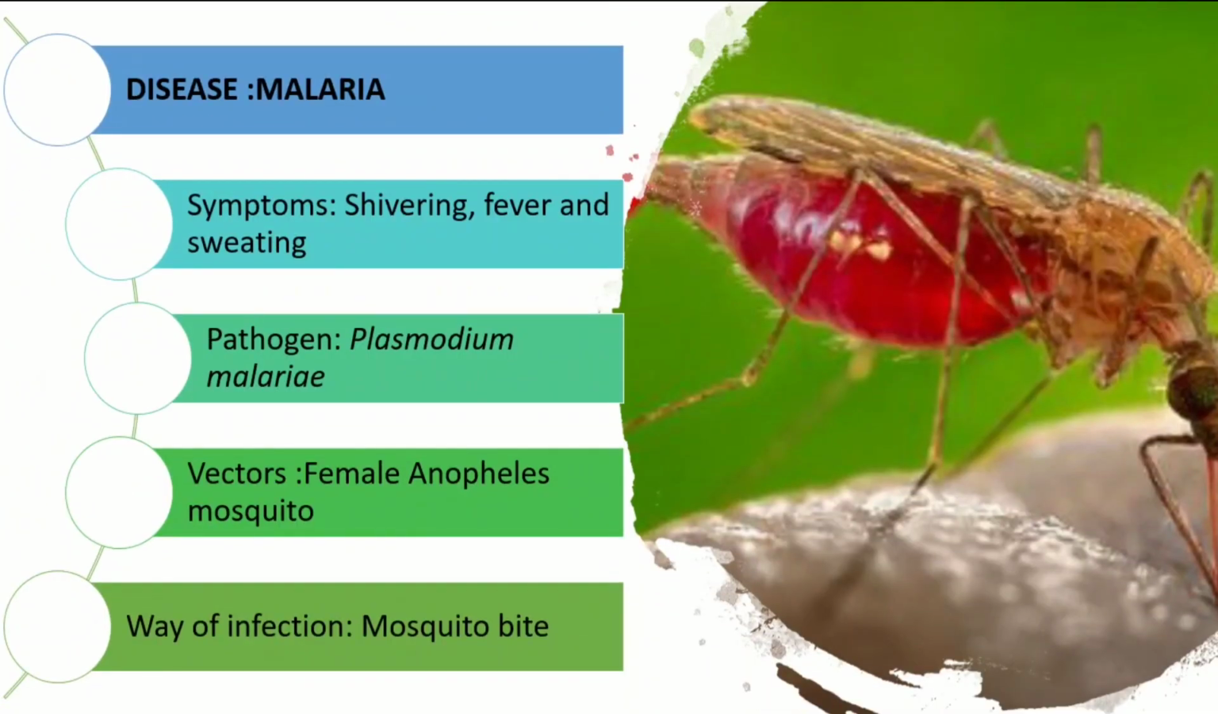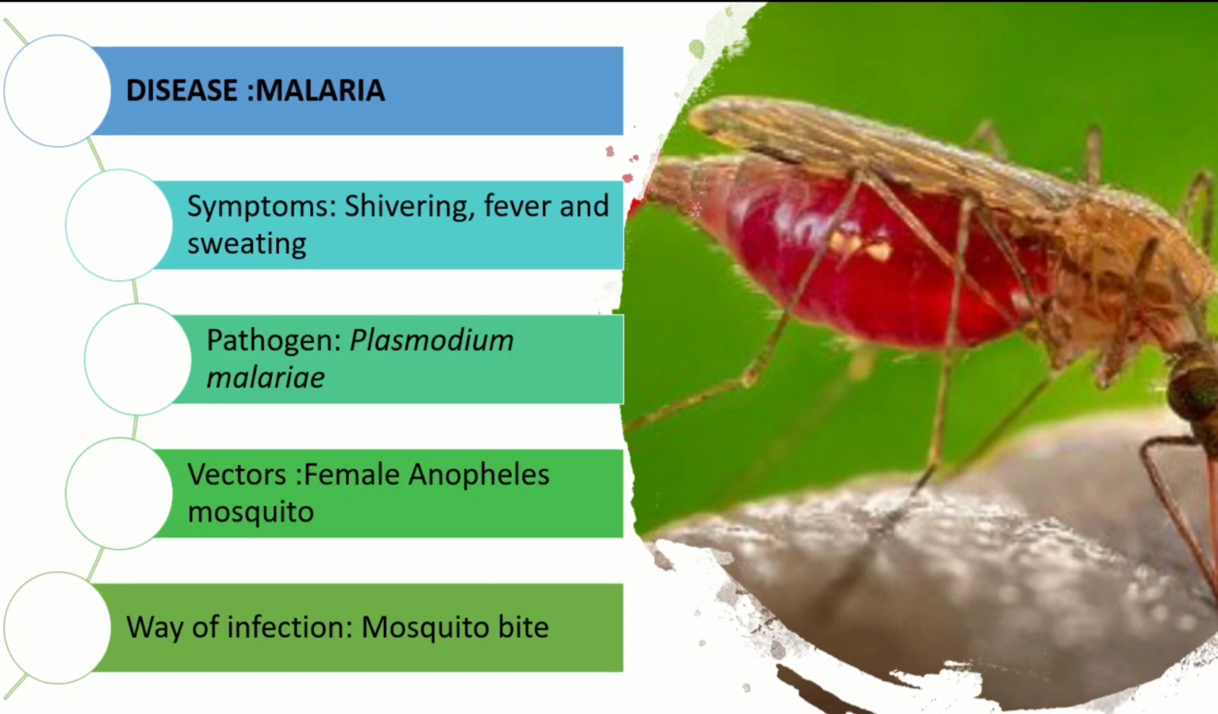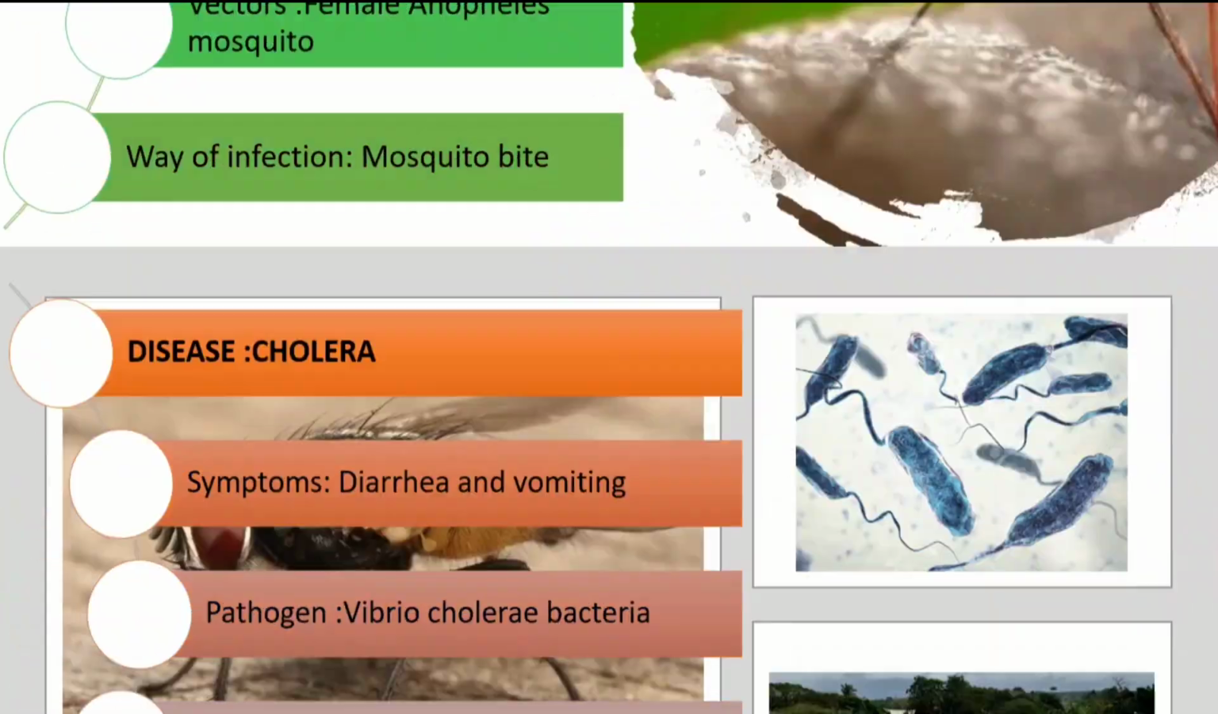The first one is about malaria. The symptoms are shivering, menggigil, fever, and sweating. The pathogen name is Plasmodium malariae. The vector is the female Anopheles mosquito. Maksudnya, Anopheles mosquito, nyamuk betina ini yang akan membawa pathogen tersebut. So, the way of infection is mosquito bites.